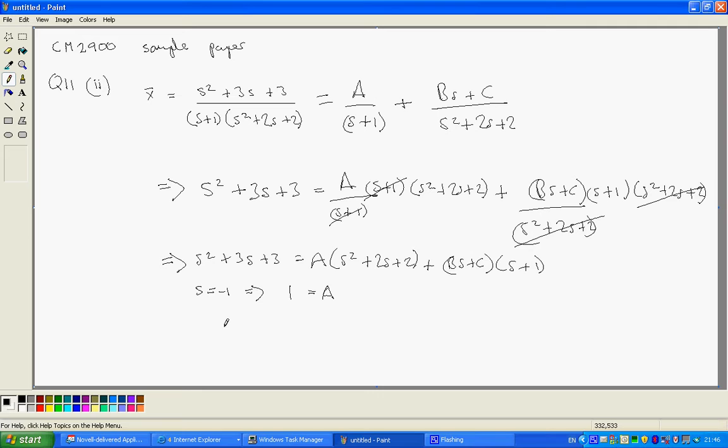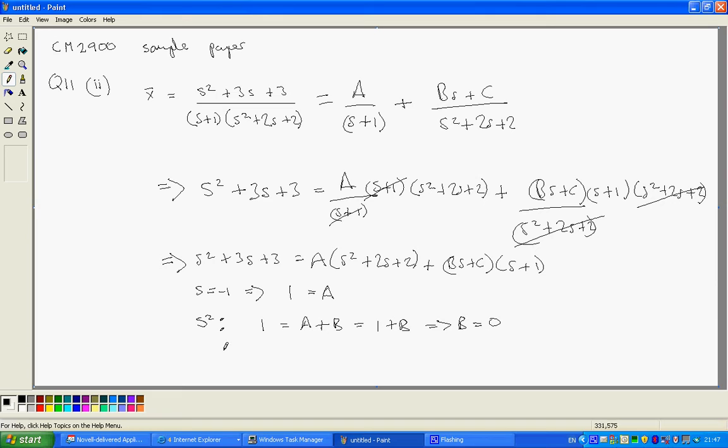Now to find B and C, we can't really pick a value of s that will make one of the other unknowns disappear, so we should compare powers of s. So if we look at s squared terms, on the left hand side we have 1s squared, and on the right hand side we have As squared plus Bs squared, and we know already that A is 1, so that equals 1 plus B. Now if 1 equals 1 plus B, B must be 0.